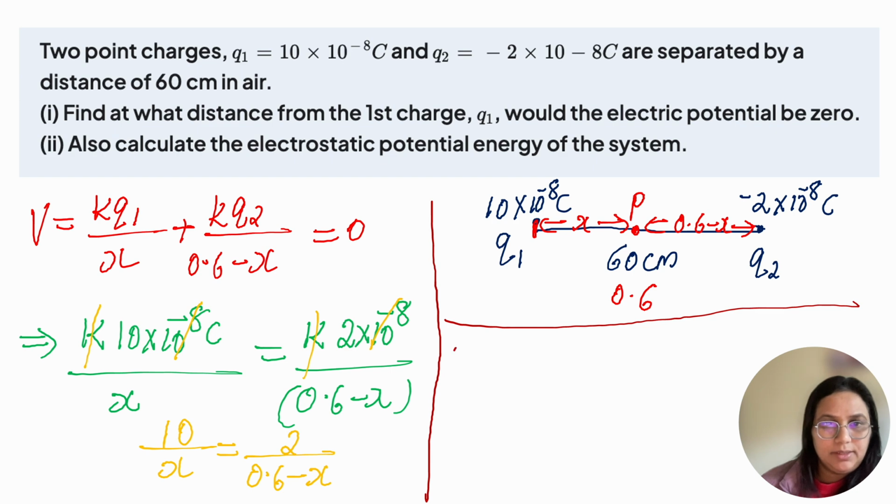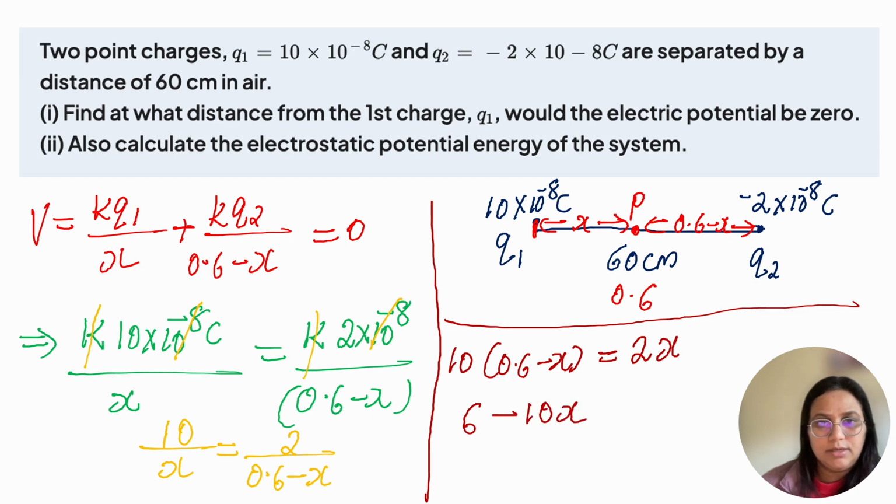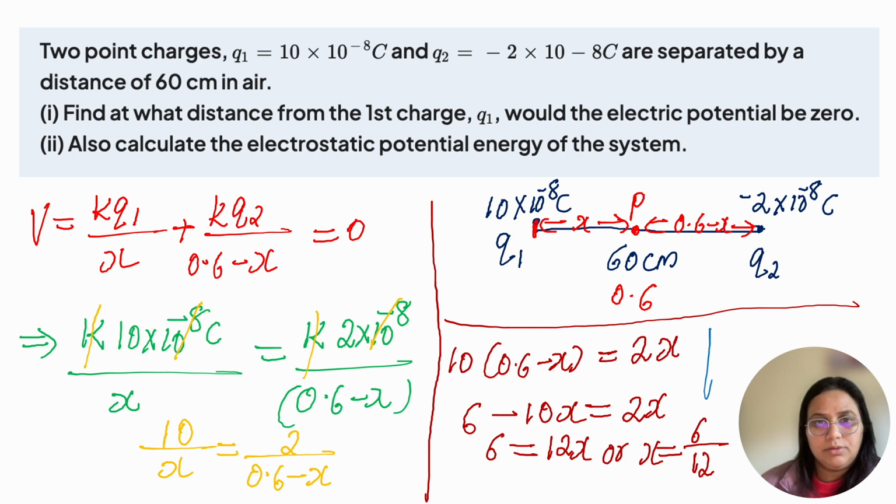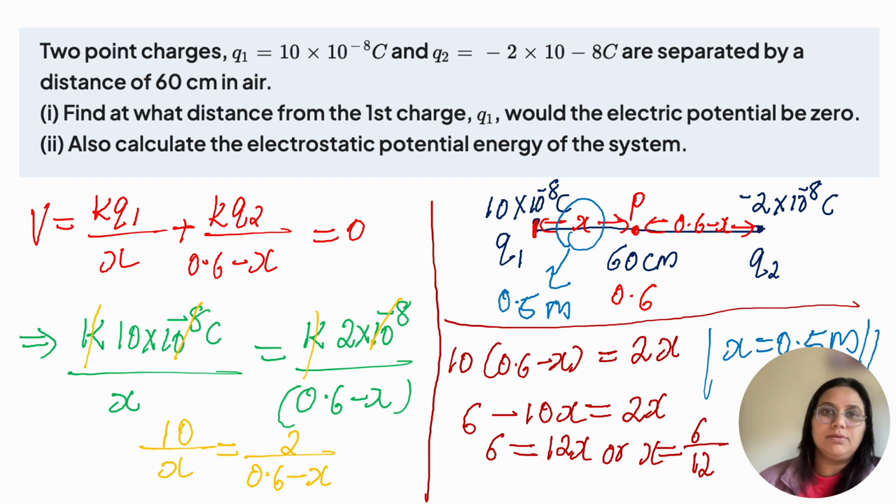Cross multiply: 10 into (0.6 minus x) is equal to 2x. 10 into 0.6 is 6, minus 10x, is equal to 2x. So 6 is equal to 12x, or x is equal to 6 divided by 12, which gives me the value x is equal to 0.5 meter. The x value is 0.5 meter from the charge Q1.